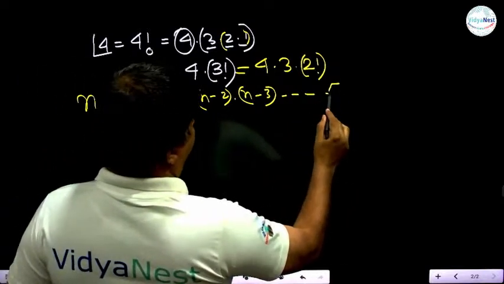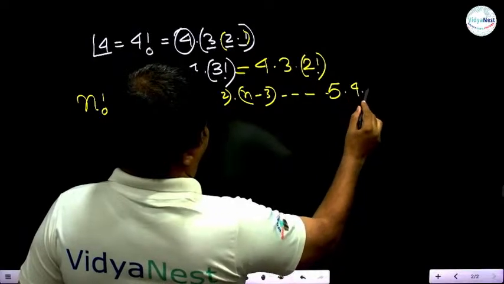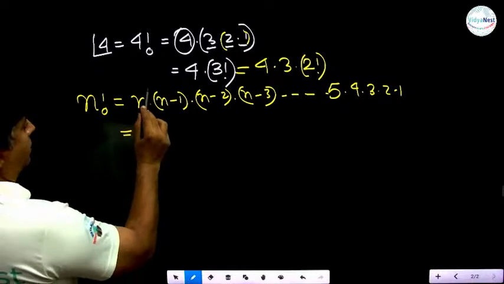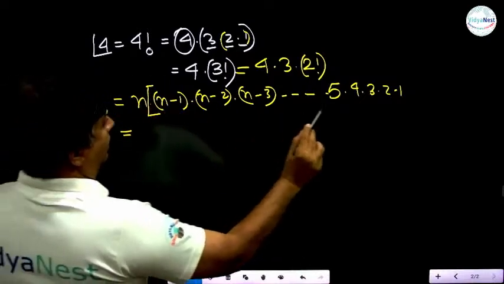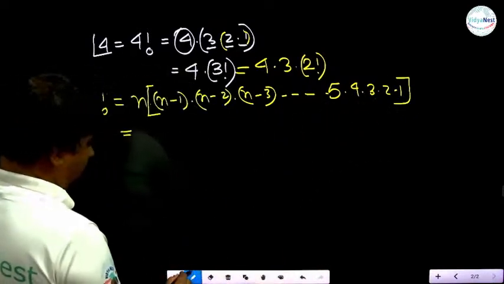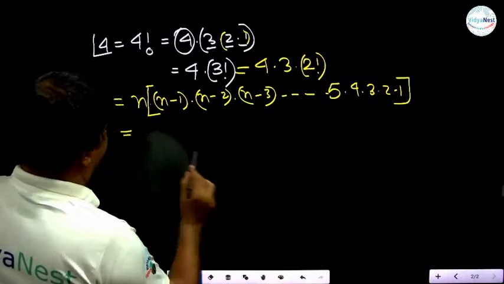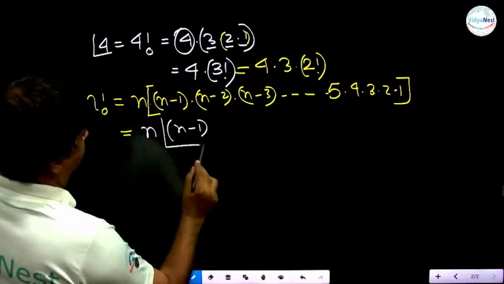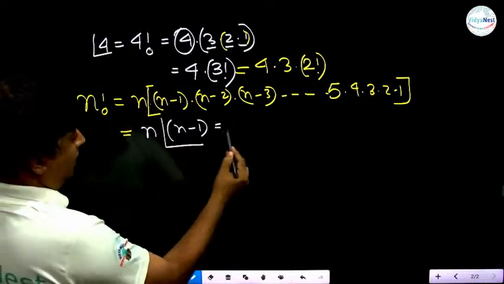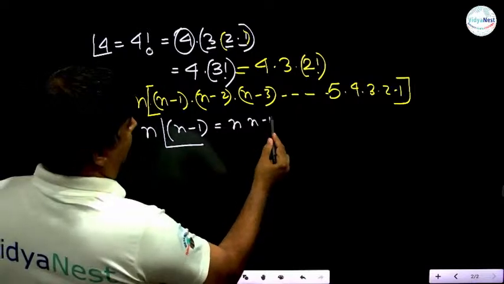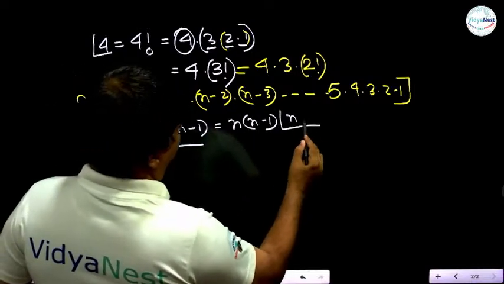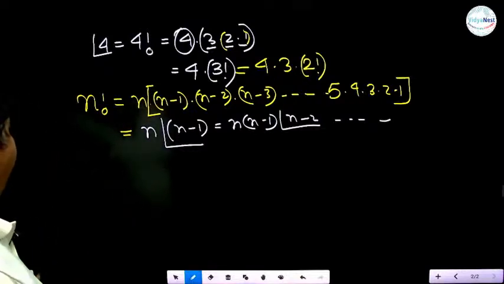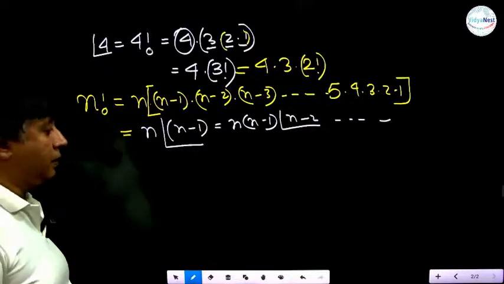5, 3, 4, 3, 2, 1. So, excluding the n, if I wish, I can write n into n minus 1 factorial. That n minus 1 can be broken again into n minus 2 factorial and so on. Okay, sir.